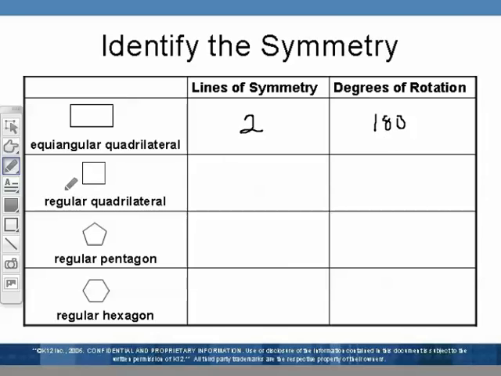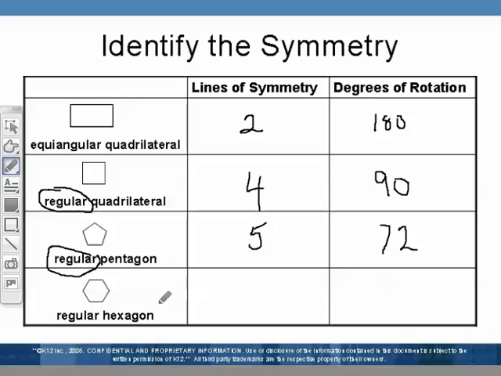Regular. Regular is the word I'm looking for here. If it says it's a regular quadrilateral, like this one right here, that means it has 4 sides. That means it has 4 lines of symmetry. 360 divided by 4 is 90 degrees. I have to rotate it 90 degrees to make it line up on top of itself. Pentagon. Regular. Okay? If it's a regular pentagon, that means it has 5 lines of symmetry. And that means if I take 360 and divide it by 5, I get 72 degrees. So the degrees of rotation in this situation would be 72 degrees.